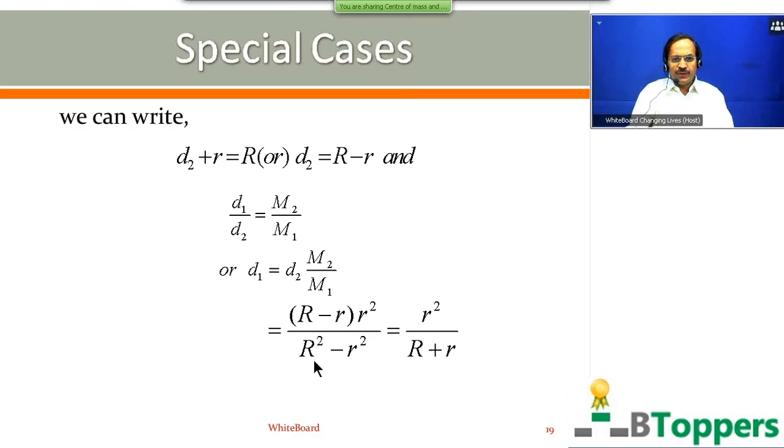(R square minus small r square). So in the denominator on the right side you can write R square minus small r square as (R minus small r) into (R plus small r). So R minus small r gets cancelled. So you get d1 equal to small r square by (R plus small r).